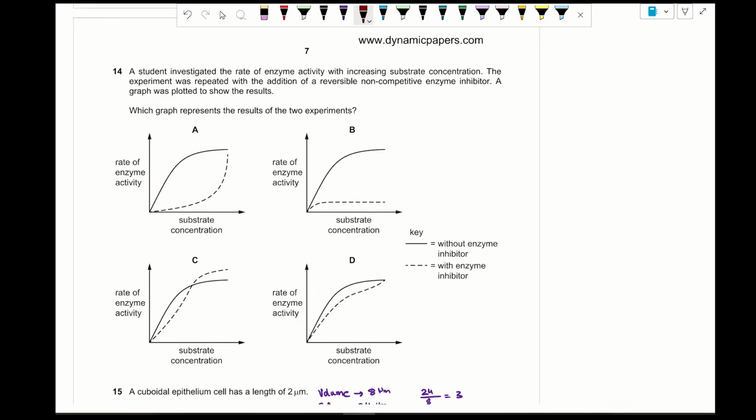Number 14, a student investigated the rate of enzyme activity with increasing substrate concentration. So the substrate is increasing. The experiment was repeated with the addition of reversible non-competitive enzyme inhibitors. So don't be confused. It's still a non-competitive enzyme inhibitor which binds to an allosteric site, changing the shape of the active site, and it attaches permanently. And no matter how much you increase the substrate concentration, the rate of the reaction would not increase. So I hope I made this clear.